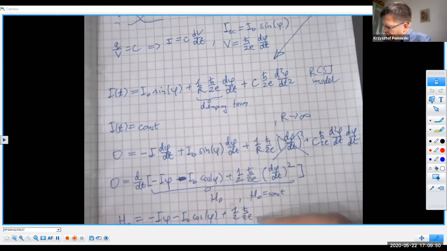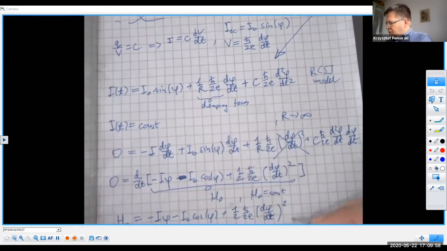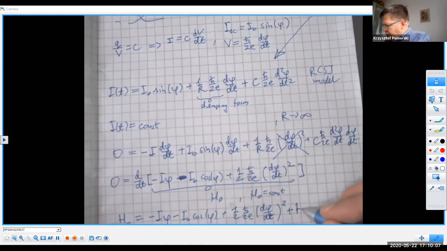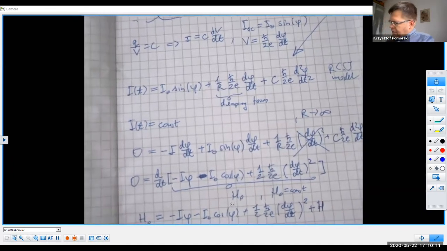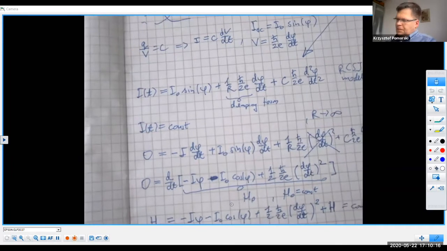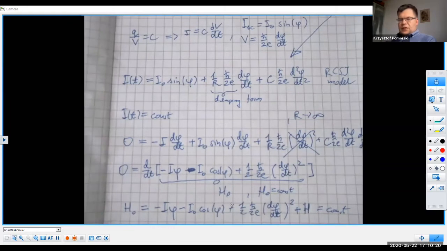And now what happens is that such Hamiltonian is preserved. We can put some extra constants. Let's say h, some other Hamiltonian. So basically this Hamiltonian is constant. So this is a very important observation.